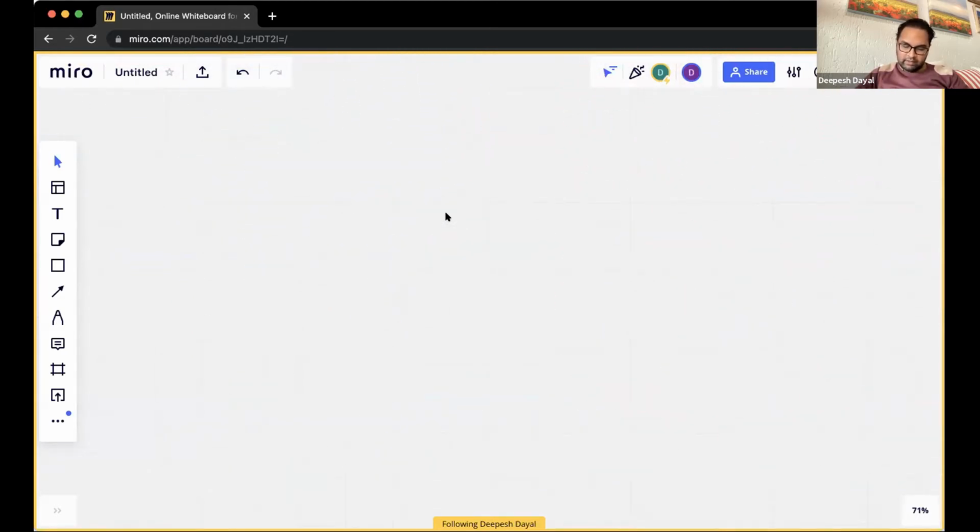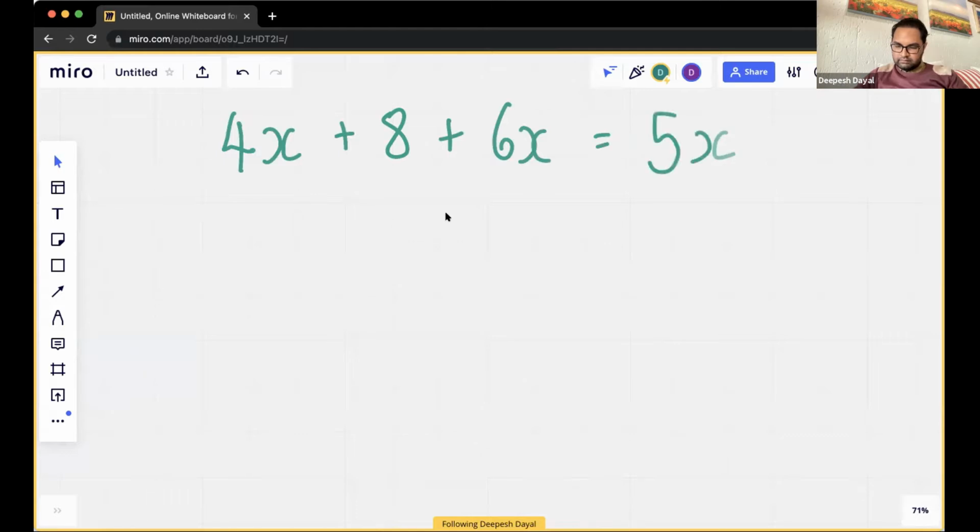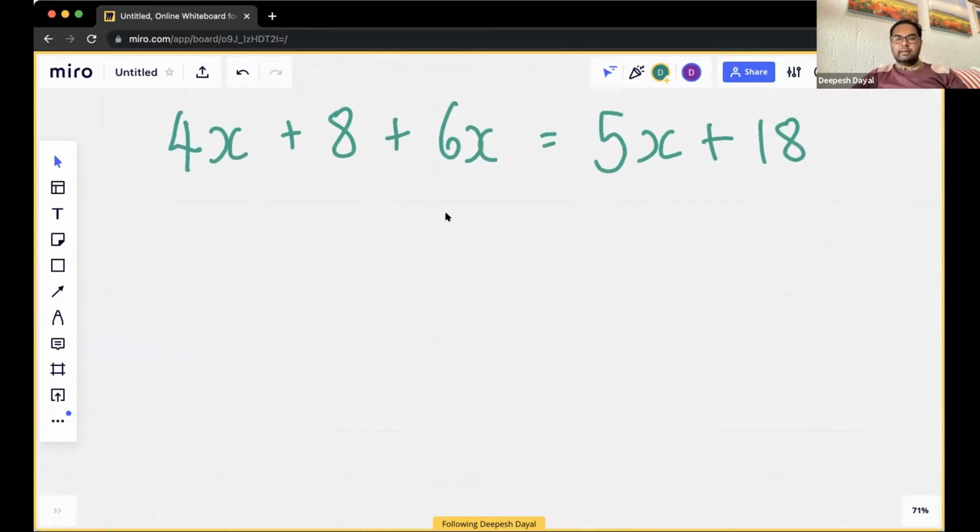This one here involves x's on both sides, and it's just a plus and minus exercise. So you're just going to take the x's to the one side and the numbers to the other side and simplify, right? So let's try this. There we go. And you're going to solve for x.